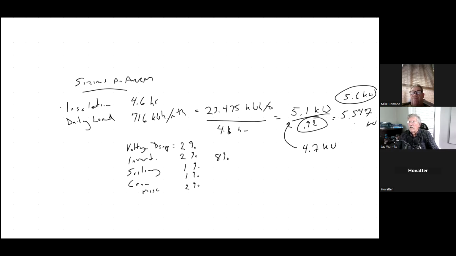Then when we want to go and figure out what system, well, we know it's a 5.6. So then you go out and you select your inverter, you select your panels, and you begin sizing, selecting the components for your system. Everybody clear about sizing an array there? That's one of the easier problems.